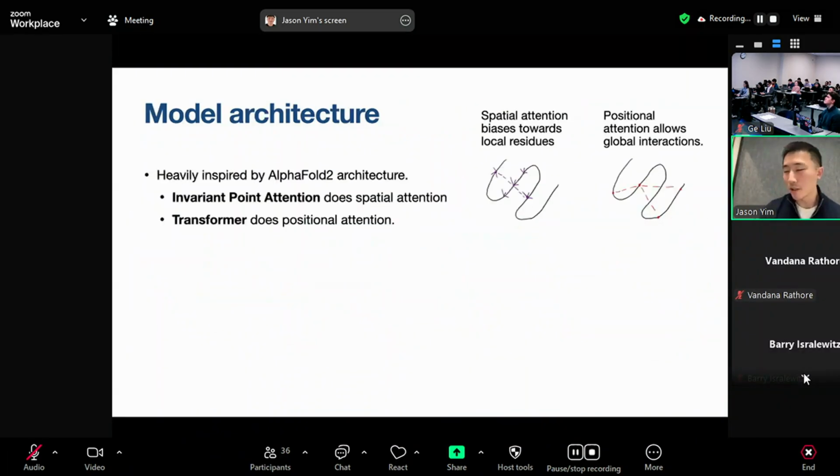Now, in terms of the model architecture of how you actually learn this function, I think everyone here has heard of transformers and how good attention is.